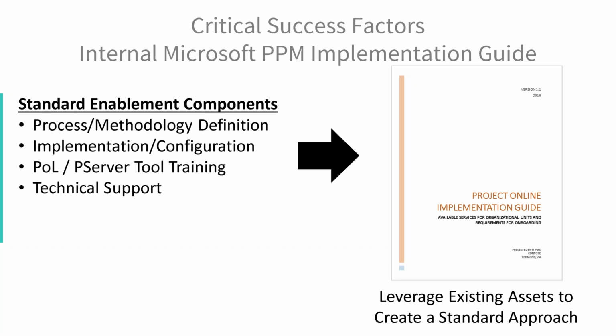And the guide should address process and methodology, the implementation steps that you're going to go through, what tool training is available either through existing assets, new assets or online assets, and then what the support scope is going to be for the group that's going to be coming on board with new Project Online or Project Server. So this is something that you can probably develop internally. If you've already deployed one PWA, the rest of the organization can benefit from having a guide like this internal to their organization.